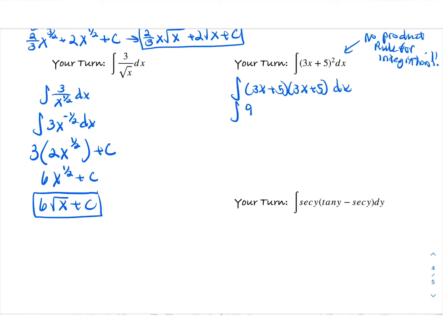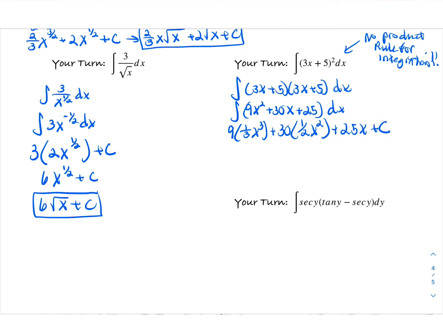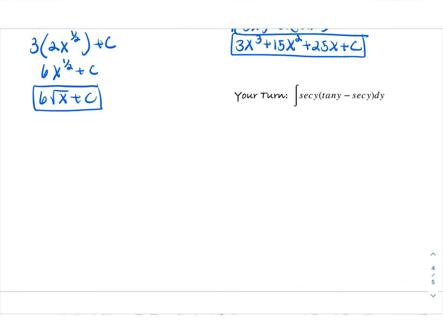And that gives me 9x squared plus 30x plus 25 dx. Now I'm going to do my sum and difference rule and my power rule, and I'm going to end up with 9 times 1/3 x cubed plus 30 times 1/2 x squared plus 25x plus c. Simplifying this down, we end up with 3x cubed plus 15x squared plus 25x plus c is my integral of the original problem. Okay, now let's try this trig one.